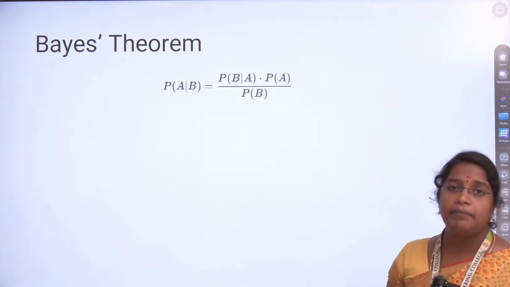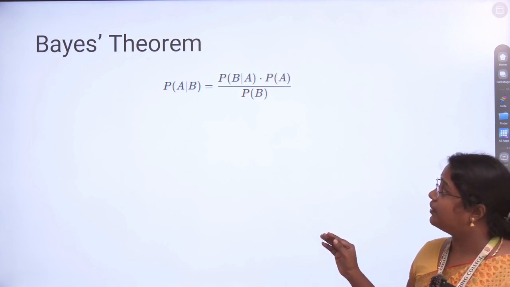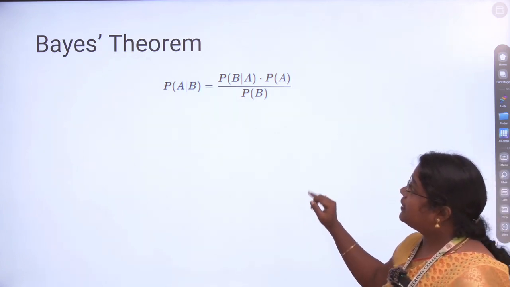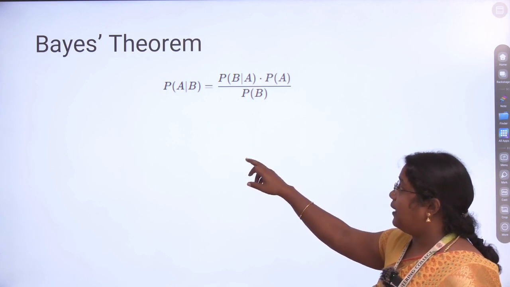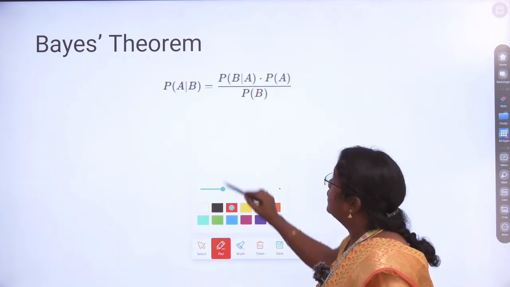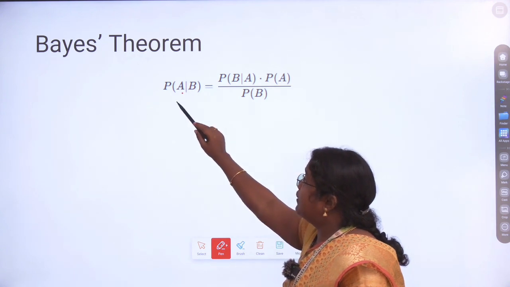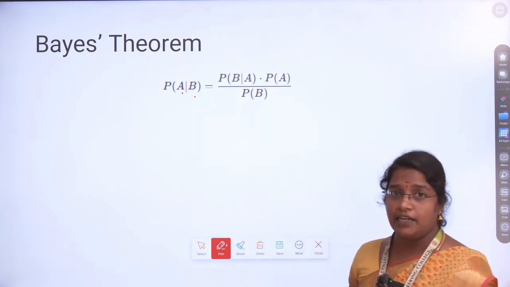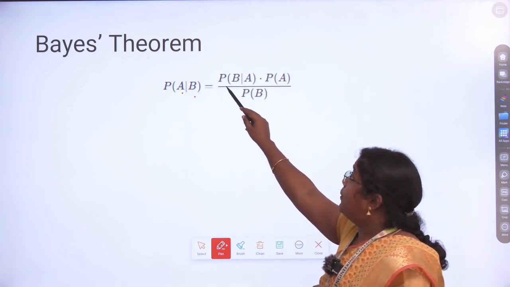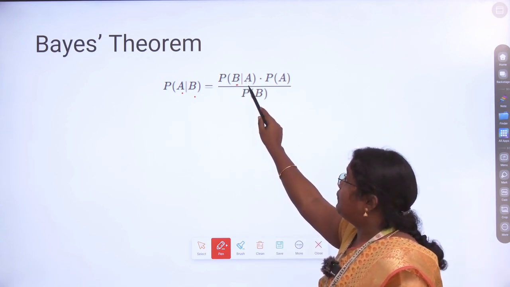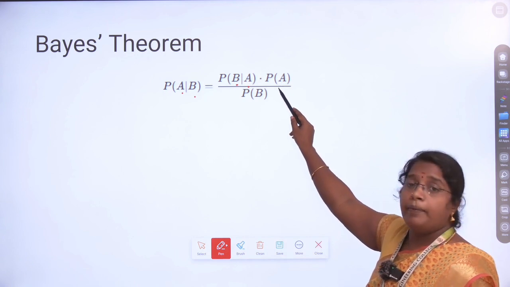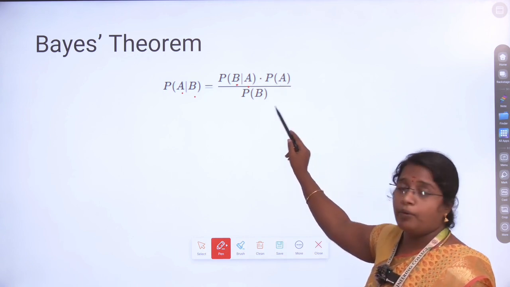So this is the mathematical representation of the Bayes theorem. We can see the probability of event A given B. The probability of event A given B is calculated as the probability of event B given A, multiplied by the probability of A, divided by the probability of B.